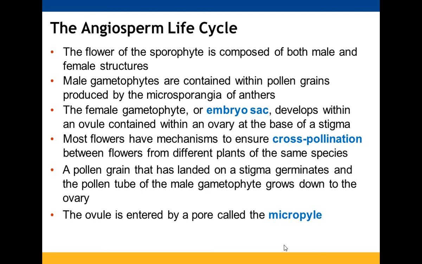Again, angiosperm flowers have both males and females. We talked about where the pollen is found in the anthers, microsporangia, the female gametophytes found in the ovule. And then they have the ability to ensure cross-pollination between flowers that came from the same species that aren't necessarily on the same plant. And when the pollen grain lands on the stigma, it germinates, and then the pollen tube of the male gametophyte will grow down to the ovary, and then the ovule gets entered through the micropyle pore.